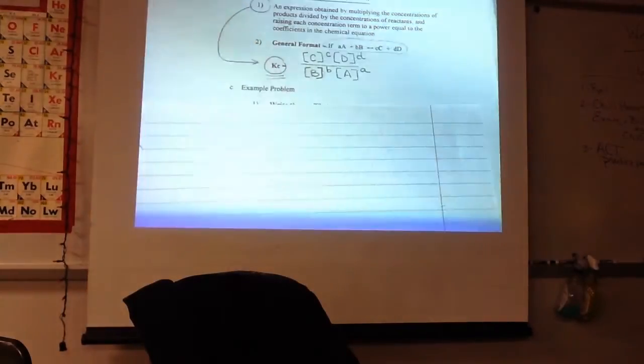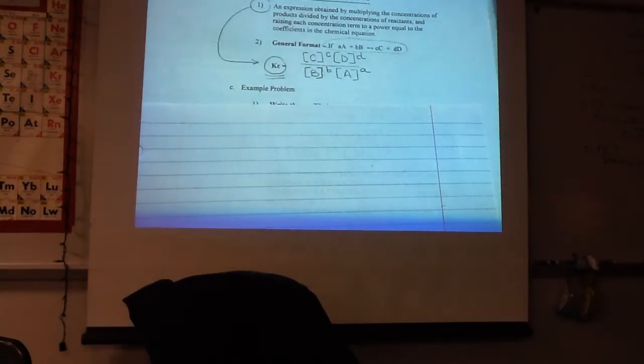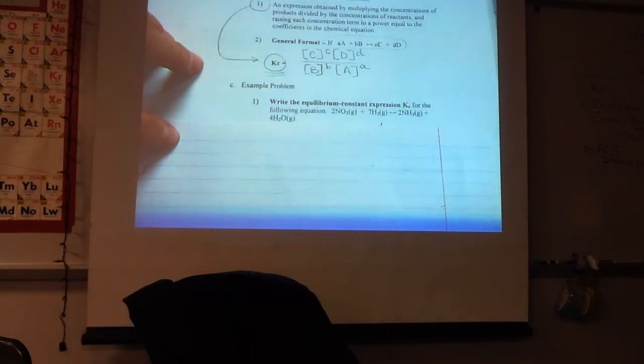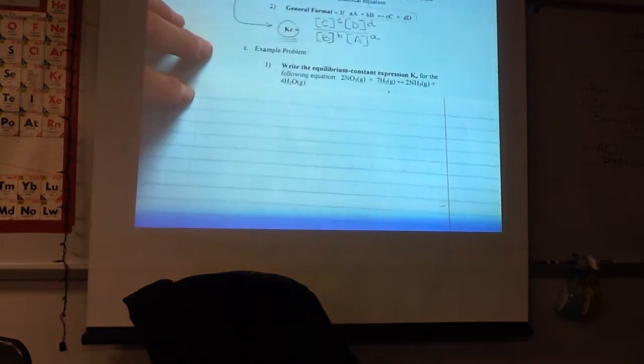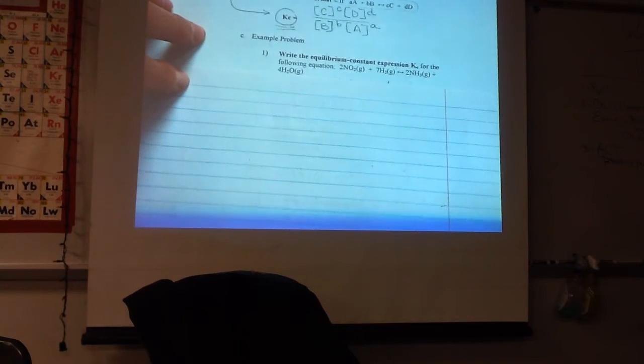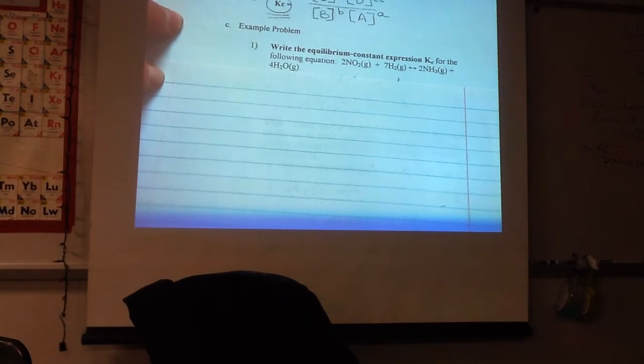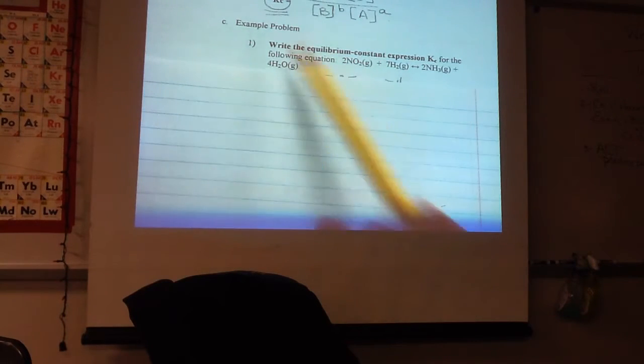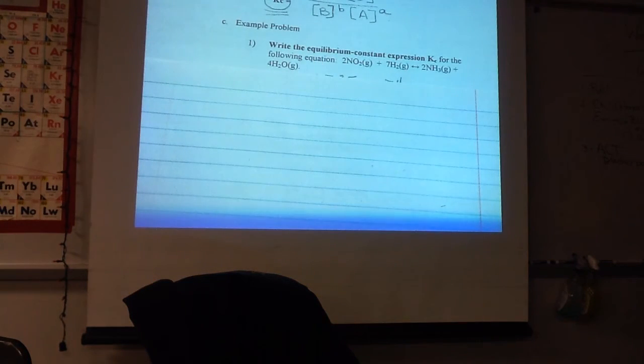There you go. All right, so let's do a sample problem, very short, sweet, simple. Suppose you got this. And I asked you to write the equilibrium constant expression for nitrogen dioxide reacting with hydrogen to make ammonia and water. All right? This is called a homogeneous equilibrium because you've got all gaseous substances.